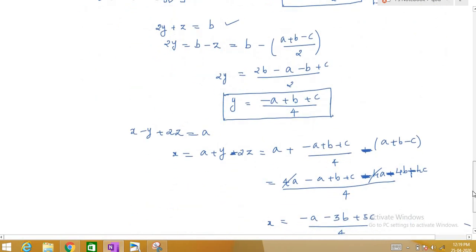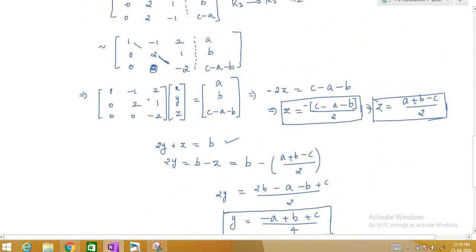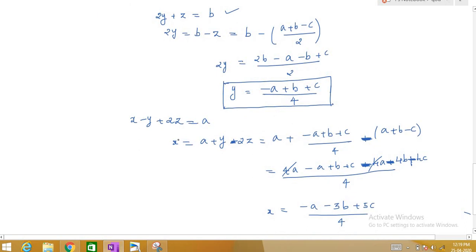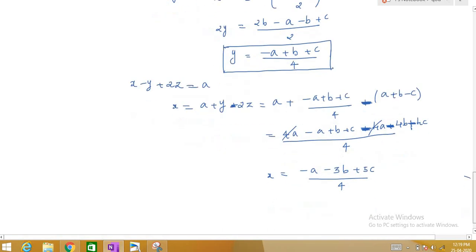And you solve the first equation. The first equation is x minus y plus 2z is equal to a. For that, you just find the x value from here, a plus y minus 2z. You just substitute the y and z values here. So we'll get x is equal to minus a minus 3b plus 5c by 4, right?